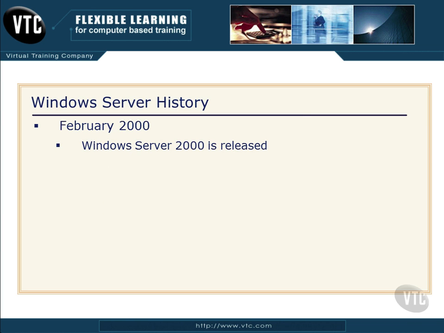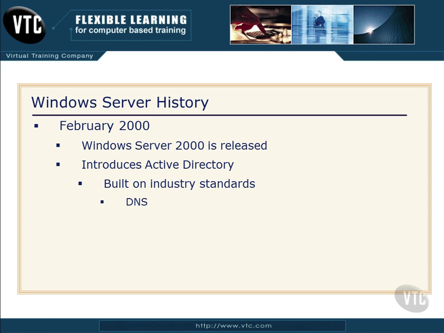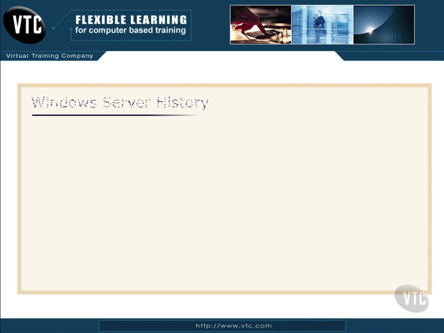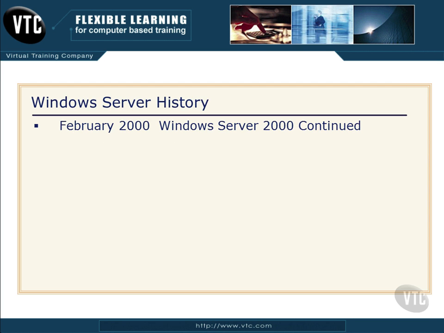Now, in February 2000, Windows Server 2000 was released, and this was big. It introduced Active Directory. It really beefed up the inclusion of industry standards in Microsoft's server products, things like DNS, LDAP, Lightweight Directory Access Protocol, Kerberos for security, and things really started to change.